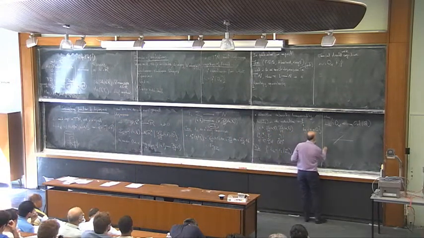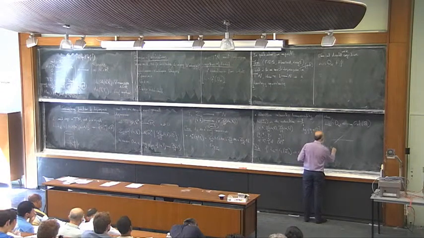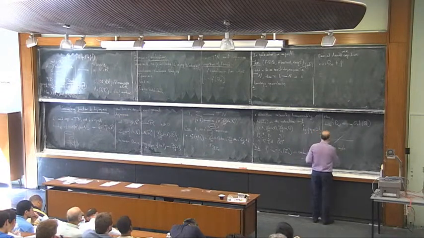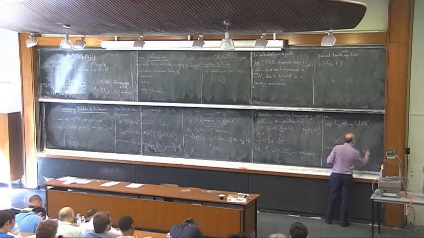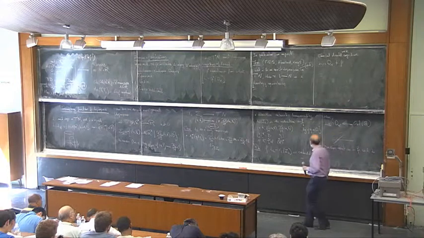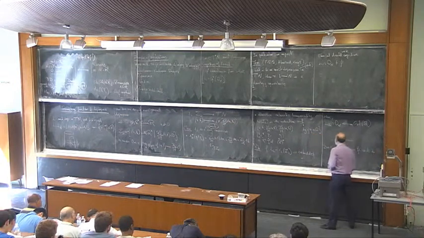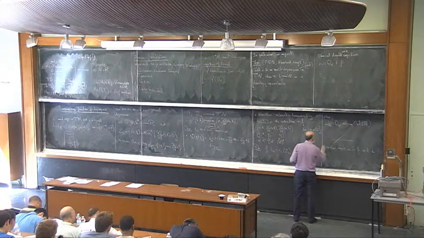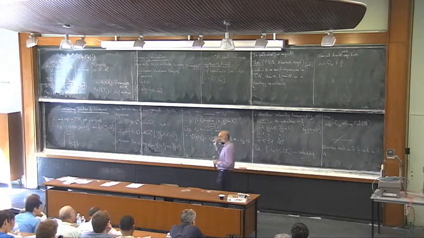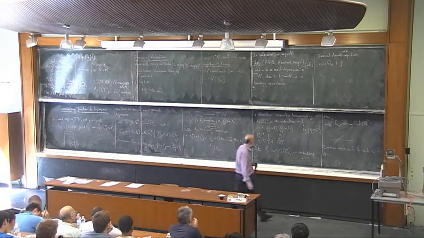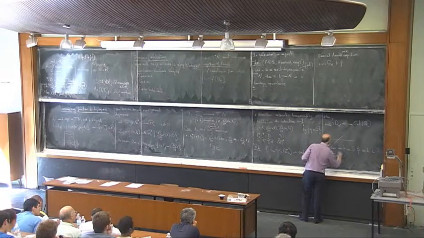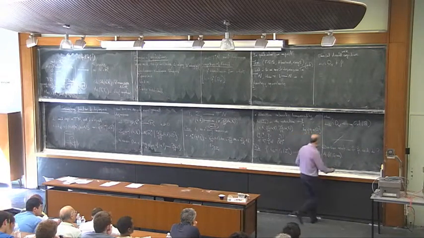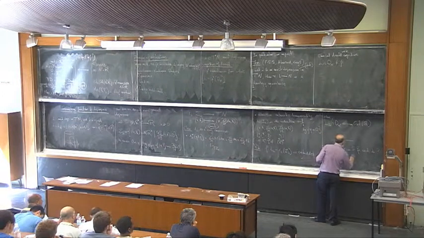So the question is, does there exist an S for each L? So that's the question. And the answer is almost yes. There is some topological obstruction. This is a result by Emmanuel Giroux, a rather old result.